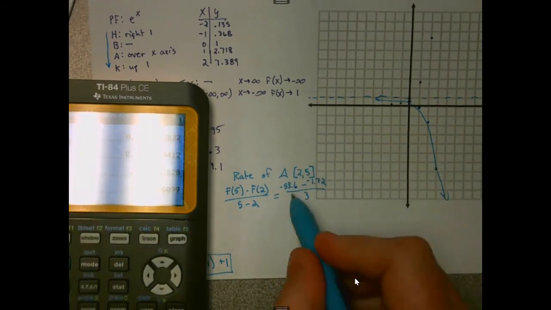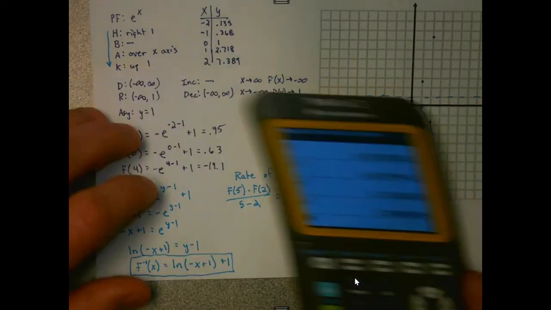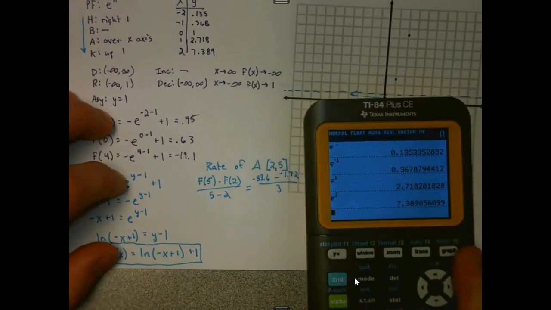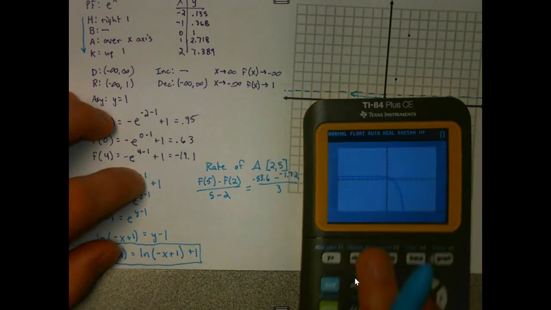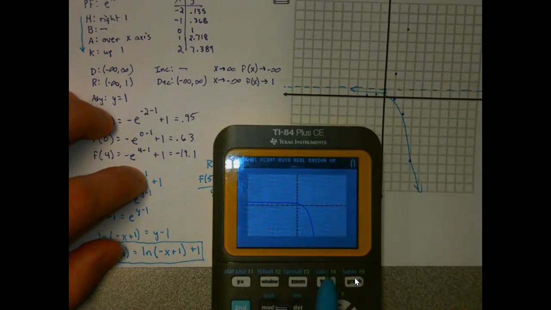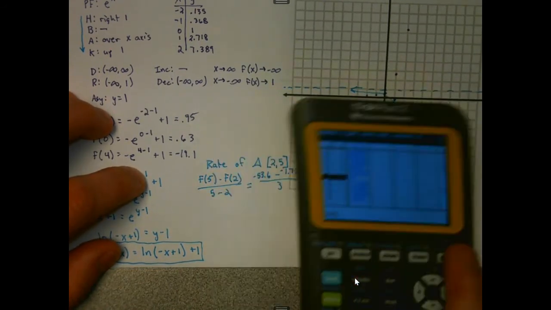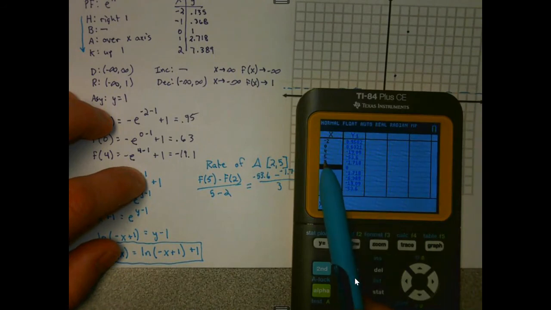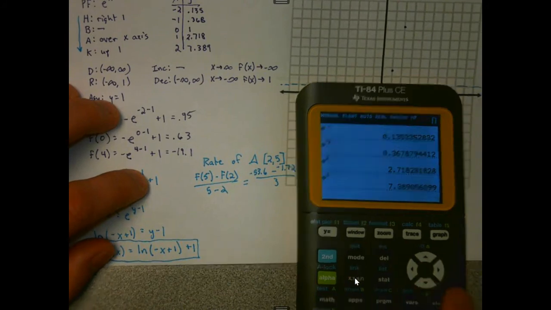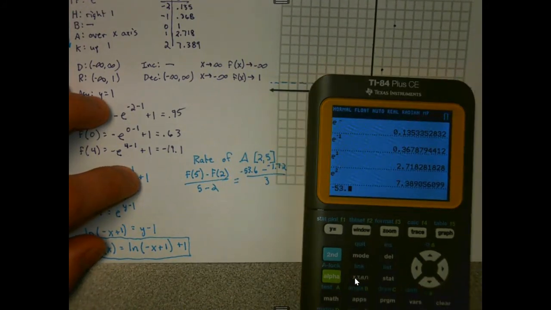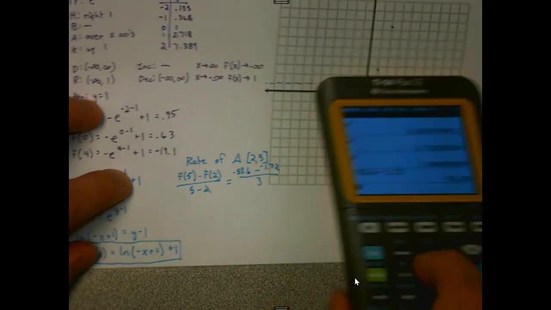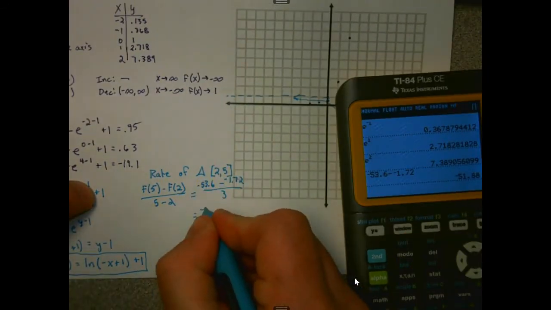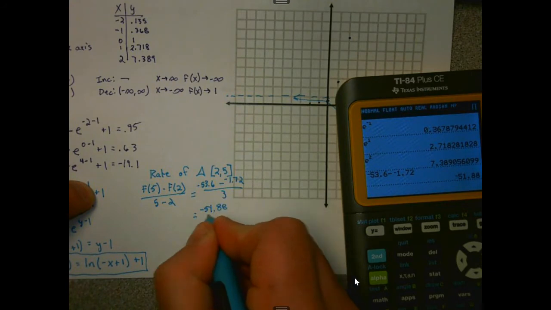So when I combine those, sorry, I didn't know there was glare there. I just looked at the table here. And we can kind of double check our graph here. It looks similar. Okay, I plugged in 5 and I got that number, and I plugged in 2, I got that number. So negative 53.6 minus negative 1.72 is negative 51.88 over 3.